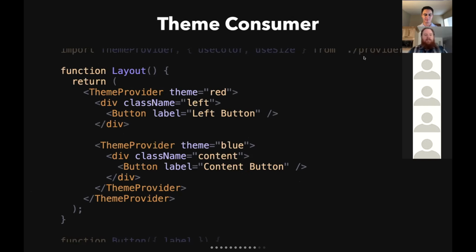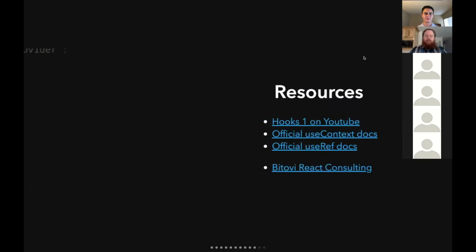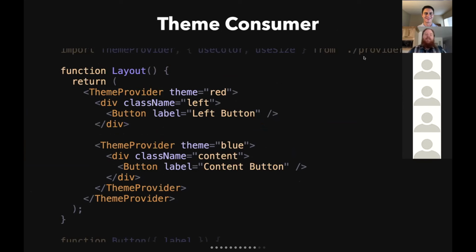And then the one other note on the consumer is that you can nest, oh, I didn't have a slide for that, sorry. You can nest theme providers. So at the top of our layout, we have a red theme where we have a left button. And then inside of that, we have a blue theme, which renders another button. In this case, the button will be blue just because it's using the blue theme. So when you nest providers like this, you only get the data from the closest provider. So that inner button at the bottom would only have access to the blue theme. It doesn't know anything about the red.